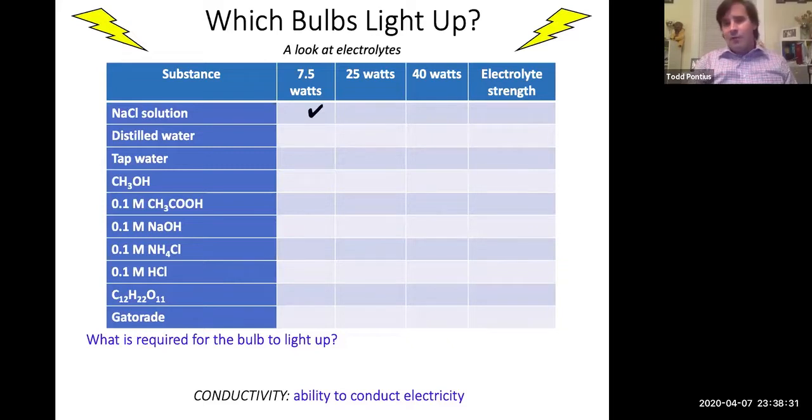So the 7.5 watt bulb, check. 25 watt, check. 40 watt, check. So it is a strong electrolyte. It dissociates readily into ions to facilitate the movement of charge.